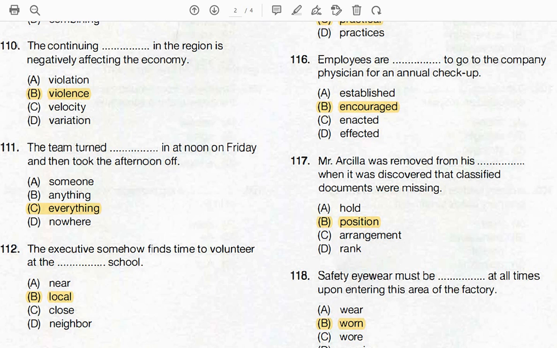Next, the executive somehow finds time to volunteer at the local school. So local describes the school. A option, near, includes proximity, but it's not used to describe a school in the neighborhood. C option, close, is similar to near and is not used to describe a school in the neighborhood. D, neighbor, is a noun.